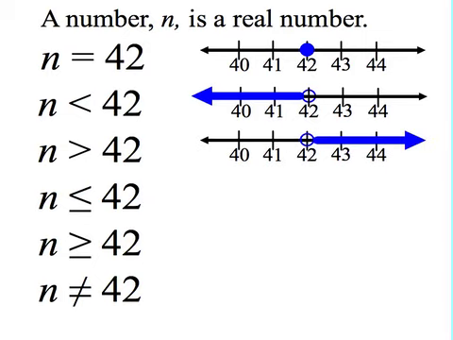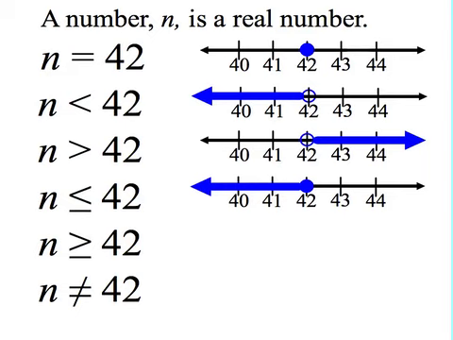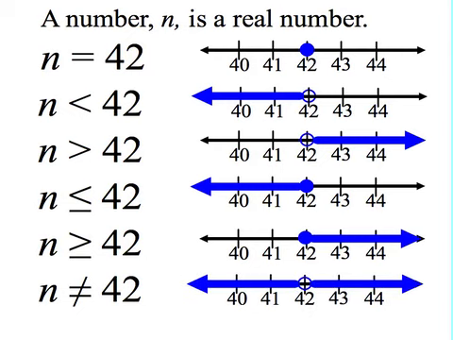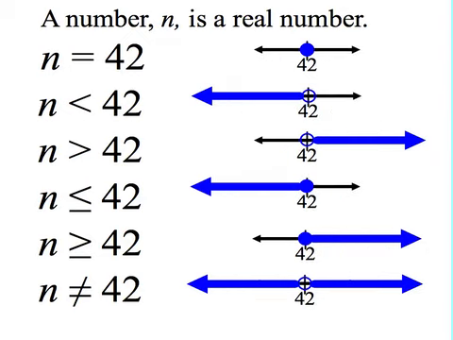And here's N is greater than 42. For N is less than or equal to 42, we include the 42, so we color in the circle. And here's N is greater than or equal to 42. We put an empty circle over 42 and shade in everything else, for N does not equal 42. And often when we write graphs, we write them in a much shorter way. We assume that the people reading our graphs know that the numbers to the right are greater than 42 and the numbers to the left are less than 42, so we only label the 42 itself.